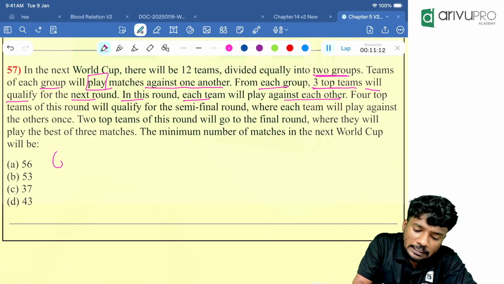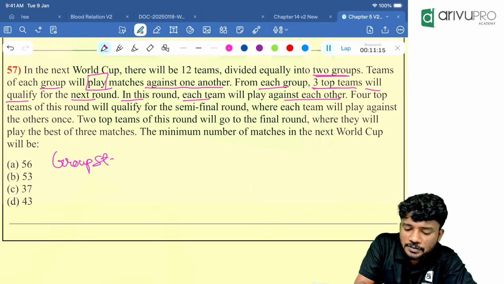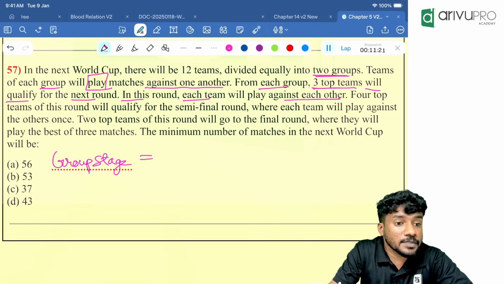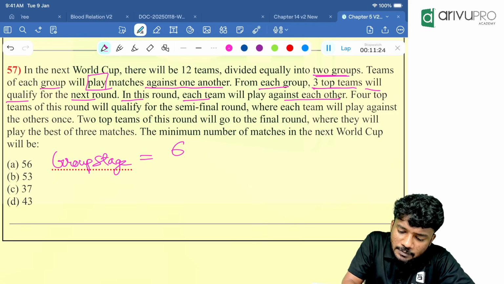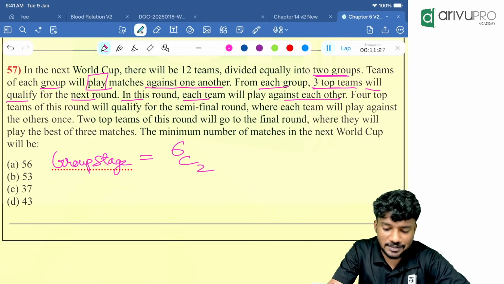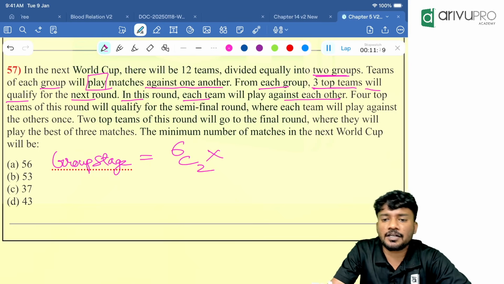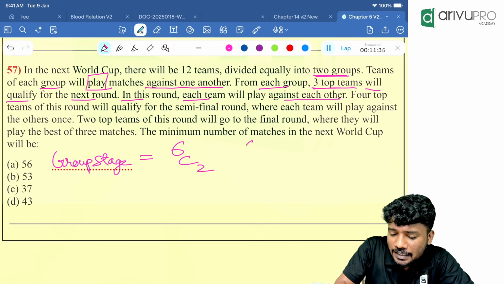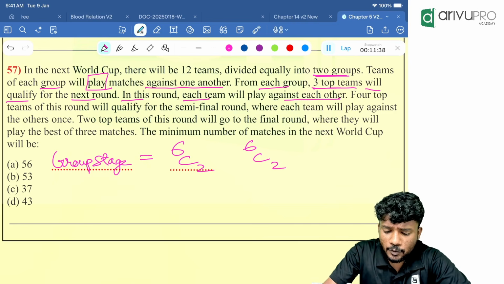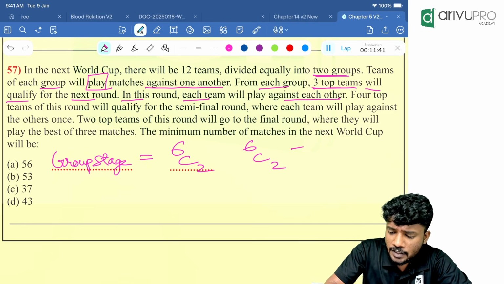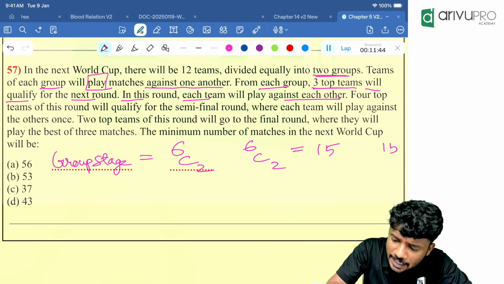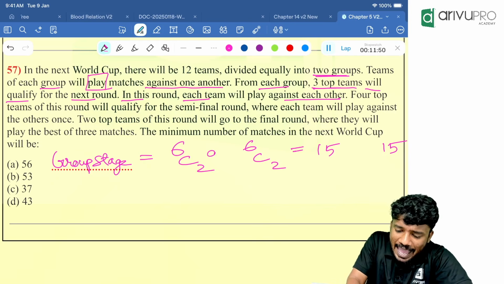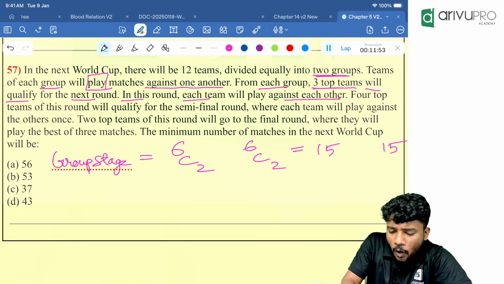Likewise, you should solve. First of all, think about the group stage. In the group stage, each group has how many teams? 6 teams. So 6 teams will play 6C2 matches. And in the second group, they will also play 6C2 matches. Now, 6C2 is how much? 15. Another 6C2 is also 15. Now, my question is, people, will 'and' or 'or' come into the picture?